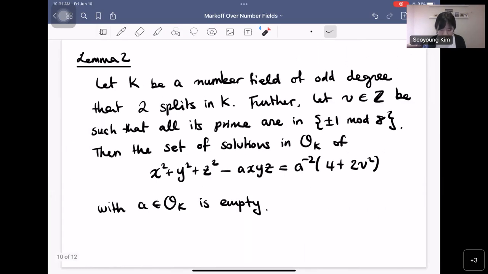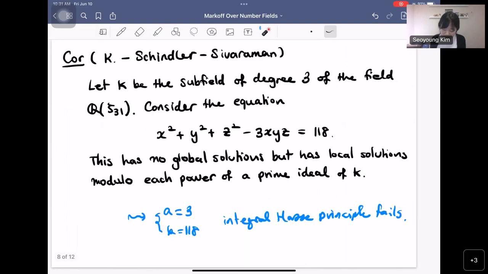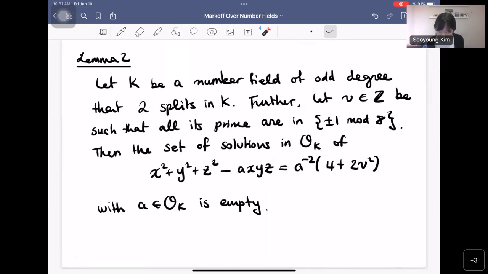And at the same time, what we have to prove is the following lemma, which is about the set of solutions in the entire ring of integers O_K. So if you let K be a number field of odd degree such that the ideal 2 splits in K, and furthermore, if you let v, which is an integer, be such that all its prime divisors are ±1 modulo 8, then the set of solutions in O_K of the following equation, x squared plus y squared plus z squared minus axyz equals a to the power of negative 2 times 4 plus 2v squared, is actually empty. So that's the lemma you can prove.